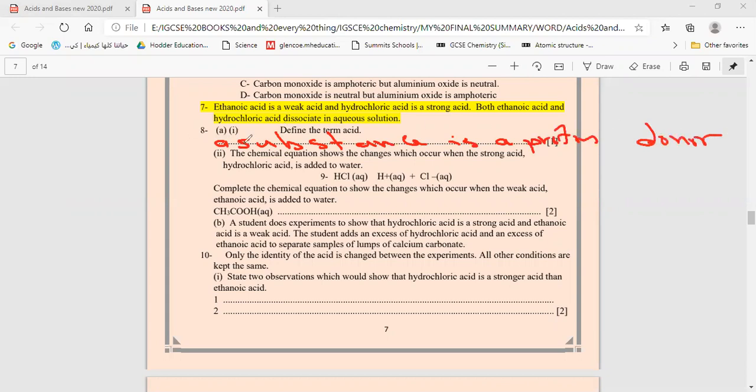The chemical equation here shows the change when the strong acid, hydrochloric acid, is added to water. Here I have HCl, and an arrow that gives H positive and Cl negative. Complete the equation to show the change which occurs in the weak acid, ethanoic acid. Here he wants you to complete the equation. Does he need a word equation or a chemical equation? He needs a chemical equation, for the change of the weak acid.